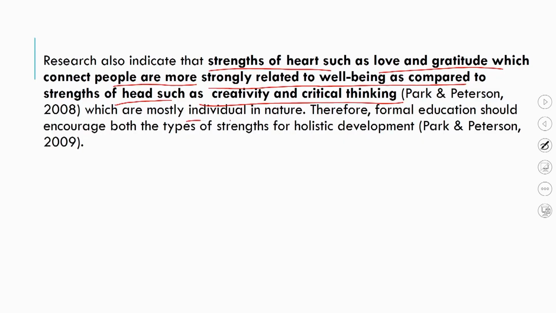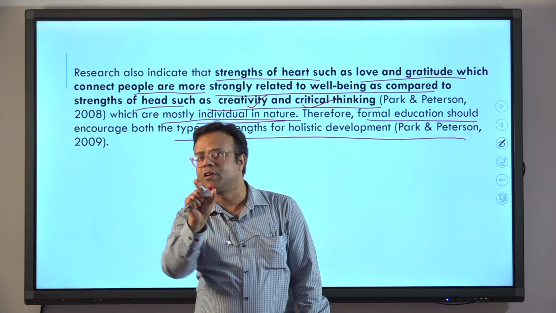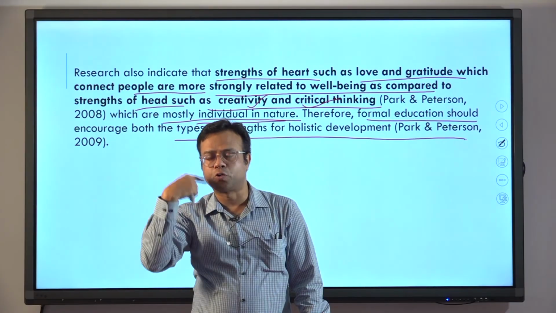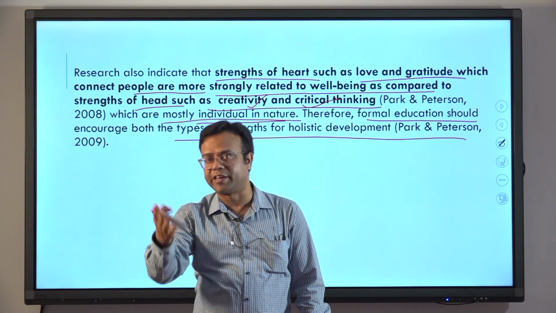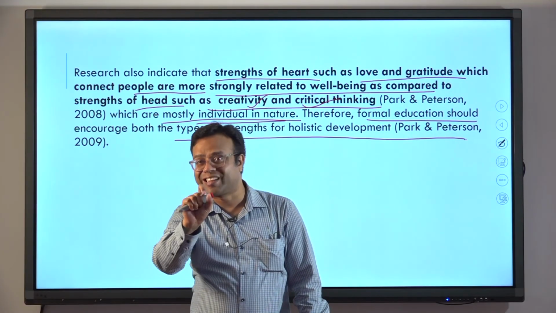Strengths of head are mostly individual in nature. Whether you show creativity or critical thinking has nothing to do with how you connect with other people. Therefore, formal education should encourage both types of strength for holistic development. Now the problem is that most of the education system is only related to strengths of head. They teach you how to think and how to critically think, and to some extent creativity maybe. But the education system doesn't focus on strengths of heart.